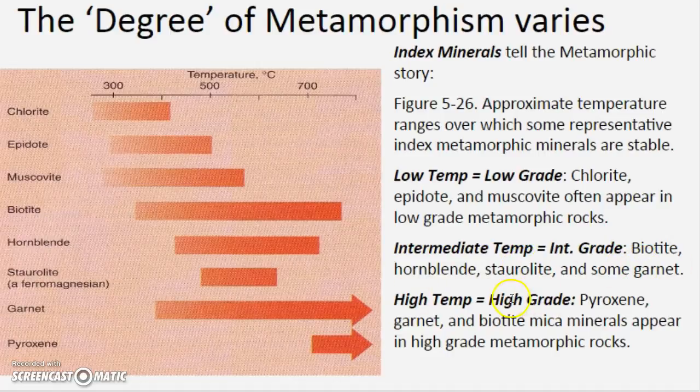In high temperature, or high grade, the higher temperature range over here: pyroxene, garnet, and biotite mica, here's my biotite. These minerals appear in high-grade metamorphic rocks. So the minerals indicate different temperatures and the conditions in which formed them.